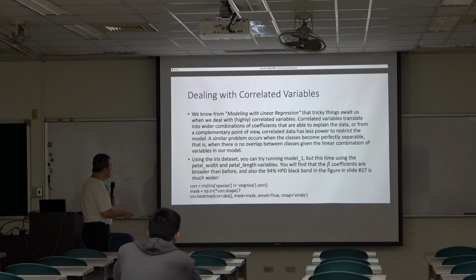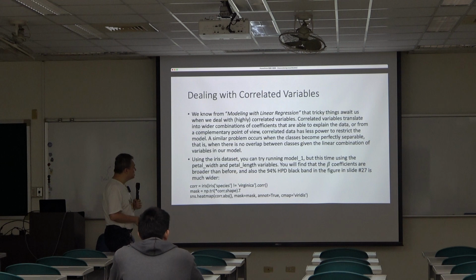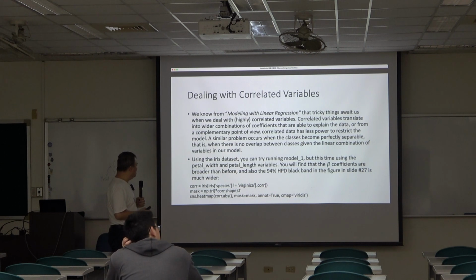Using the iris data set, we can try running model 1 this time using the petal width and the petal length variables. The reason we use them is because you will find that the beta coefficients are much wider than before, and also the 94% HPD band in the figure is much wider.